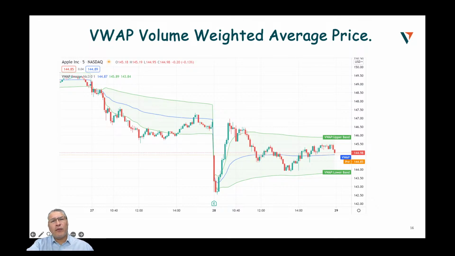So the strategy for using the VWAP is trend identification: if price is above the VWAP, the market has bullish sentiment and you want to look for long setups. If price is below the VWAP, the market is bearish, so look for short setups. The VWAP in this chart is the blue line, and we have an upper band and a lower band.